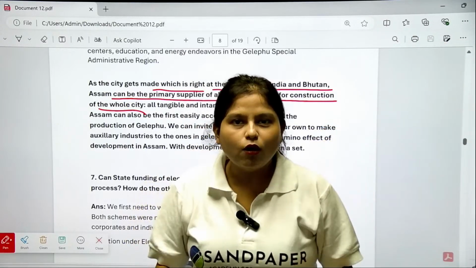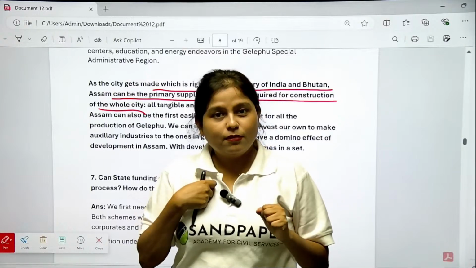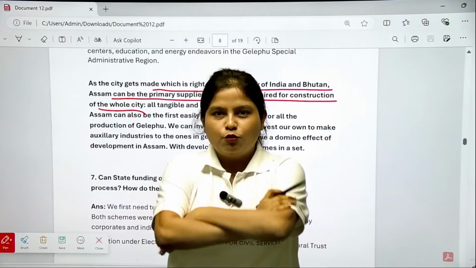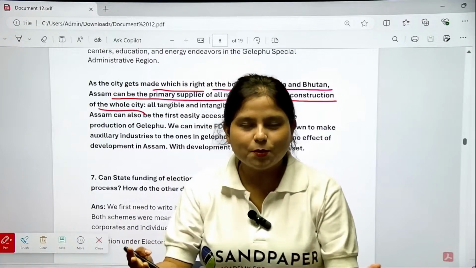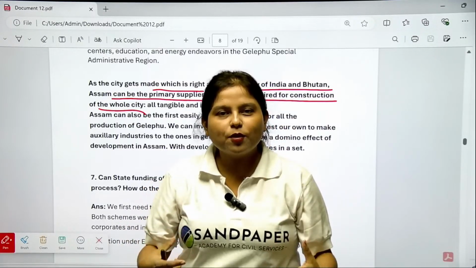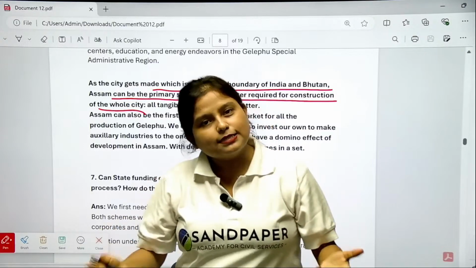We will not just wait and say, I'll give you what you need. We'll not do that, right? We'll go and pitch ourselves because I am in search of an economic opportunity. So that is what Assam can do.